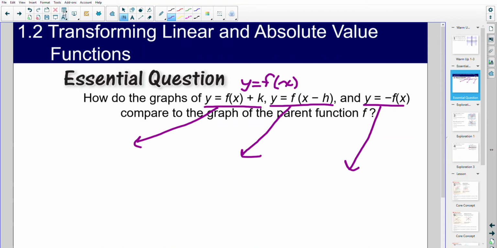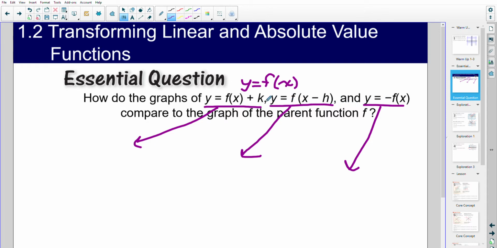Transformations of linear and absolute value functions can occur in several ways. One way is where you're actually adding a number to your f of x. You could add or subtract the number depending upon if k is positive or negative. Another idea is where you can subtract or add a number from your x. Or you could take your f of x and multiply it by -1. So what's the impact of all three of these different cases?